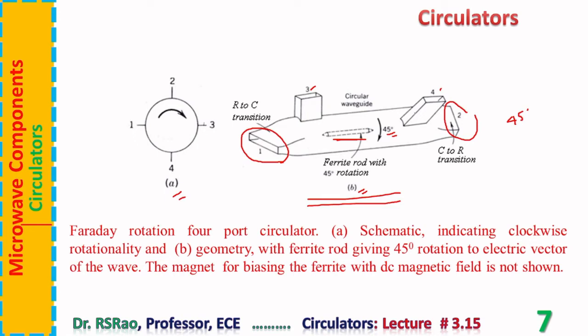Also notice there exists an angle between 3 and 4. These arms are not parallel to each other. They are not in line. There is an angle between them. It is set at 45 degrees. The ferrite rod provides 45 degrees rotation. Twist is there in the outside transition. It provides 45 degrees rotation. The rectangular waveguide arms also have an angle of 45 degrees between them. Now, after having some idea of the structural features of the device, let us move to gain an understanding regarding the functioning of the device.